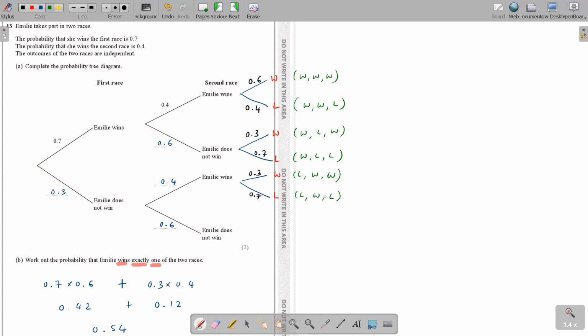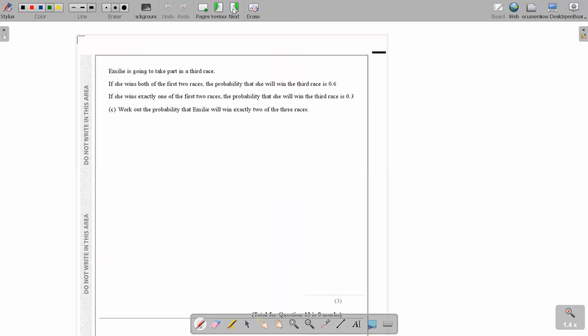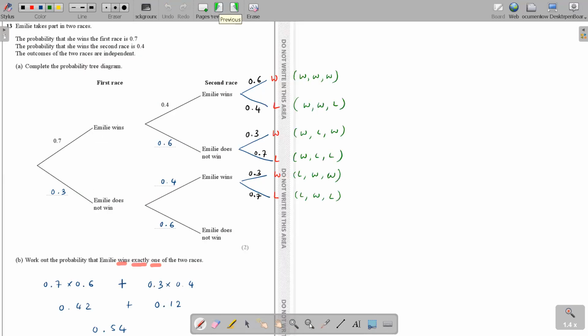Okay, and then they want us to calculate the probability she will win exactly 2 of 3 races. So exactly winning 2. Exactly winning 2 we have in this branch, here, and here. None of the other branches work out. So there are 3 branches. Along the branch, probabilities are multiplied, and then you should add them.